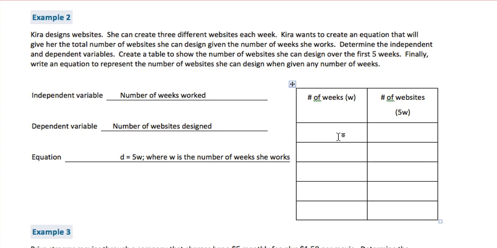And then we'll fill in our table. If she works 1 week, she'll have 5 websites. 2 weeks, she'll have 10. 3, she'll have 15. 4, she'll have 20. And 5, she'll have 25.